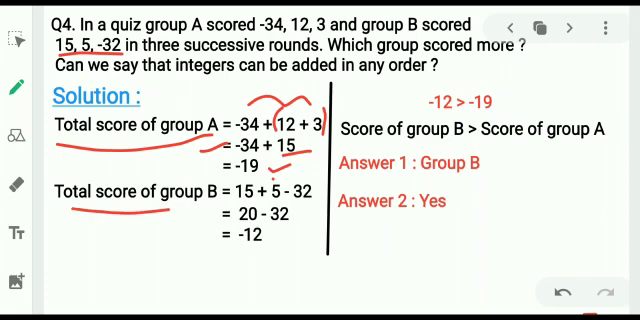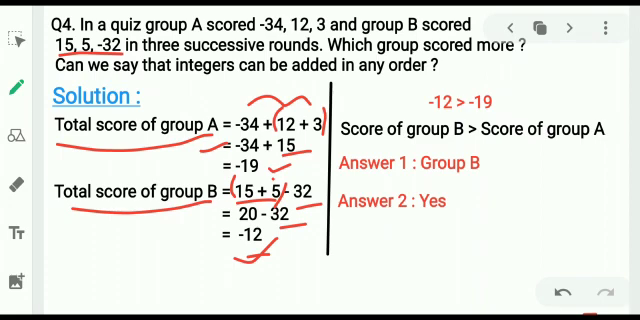While the total score of B is 15 plus 5 minus 32. Now I take the group of 5 and 15. First we add them. When we add 15 plus 5, we get 20 and -32 remains the same. Now the difference of 20 and 32 is 12. Because they have different signs, they subtract, and 32 is a larger number than 20 and it has a negative sign. So in the answer we have to put a negative sign.